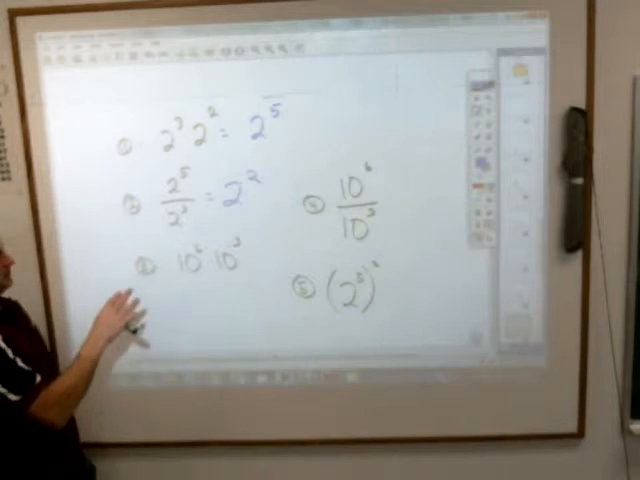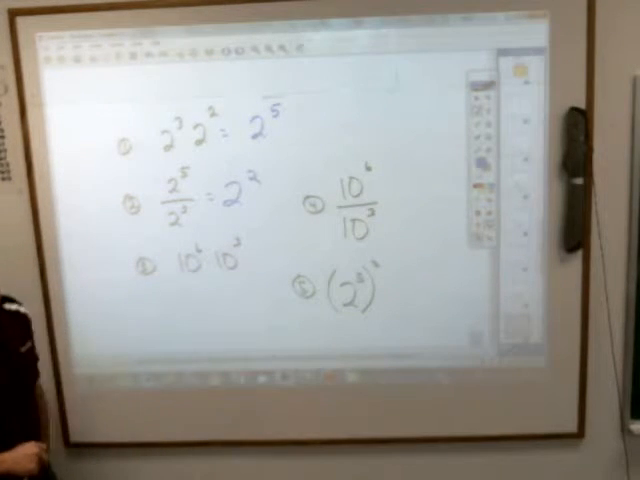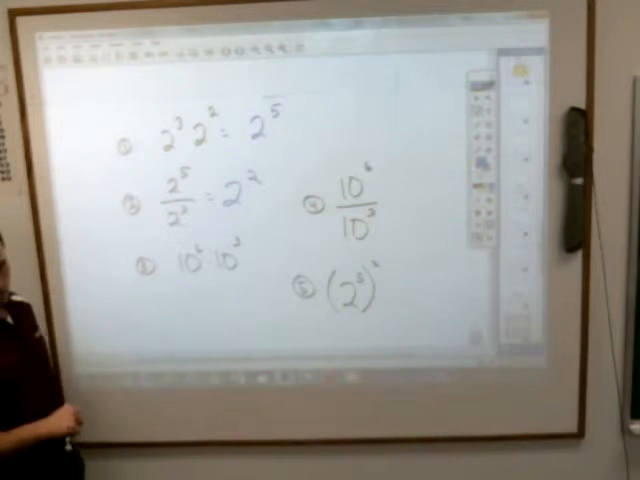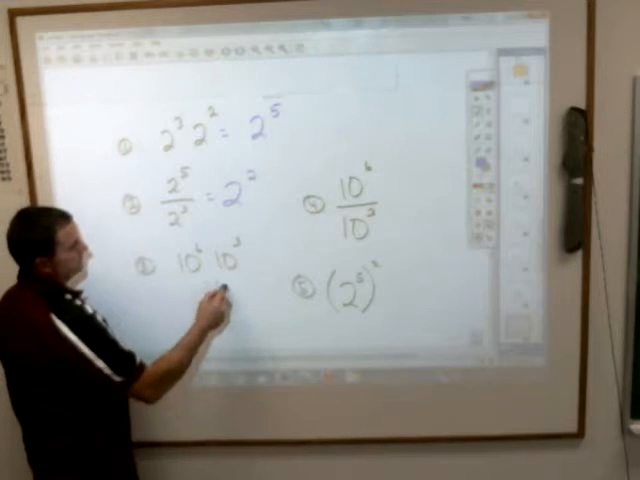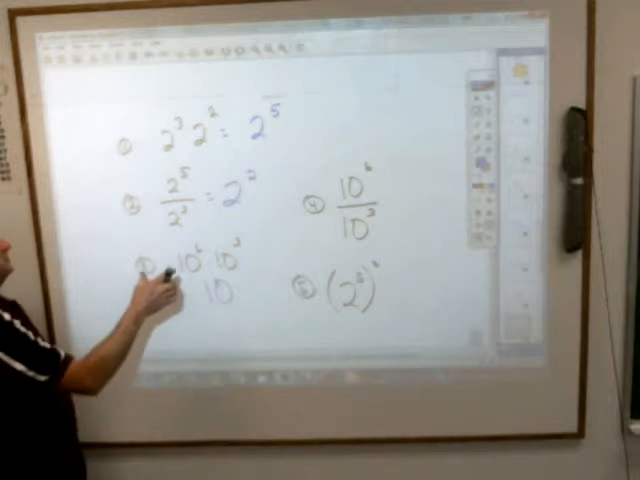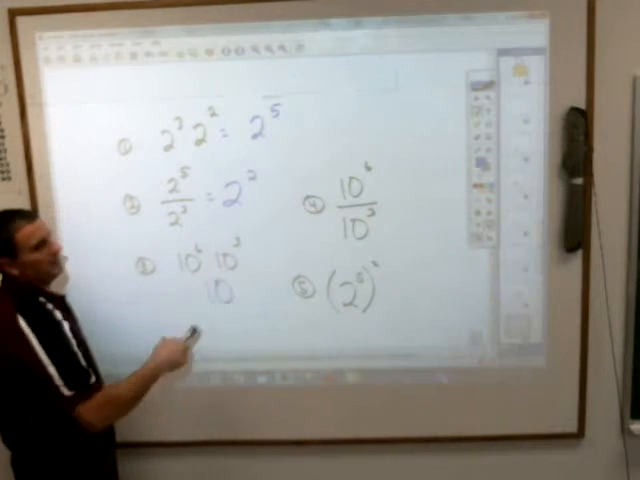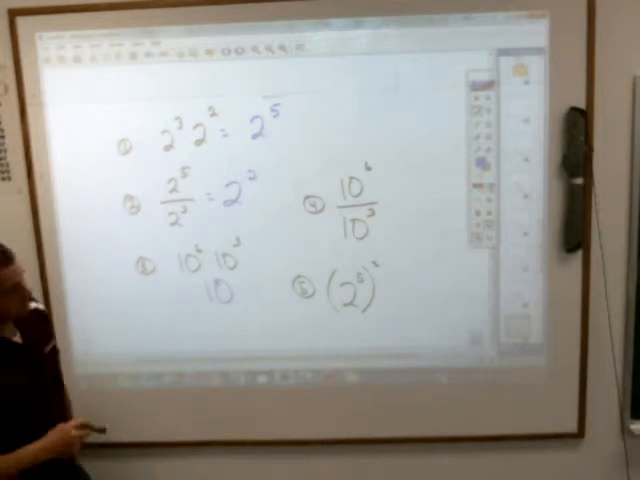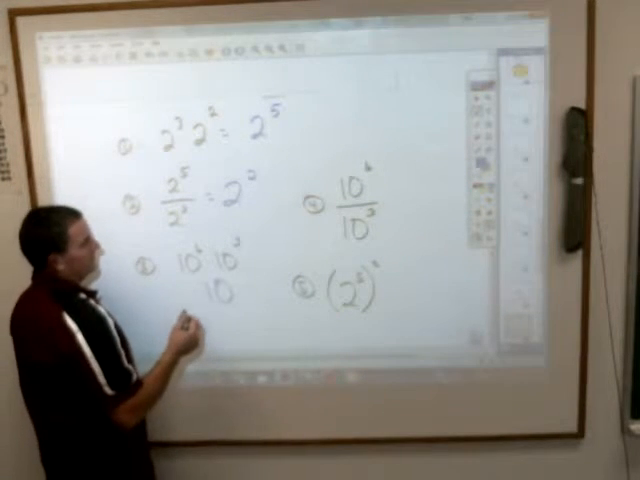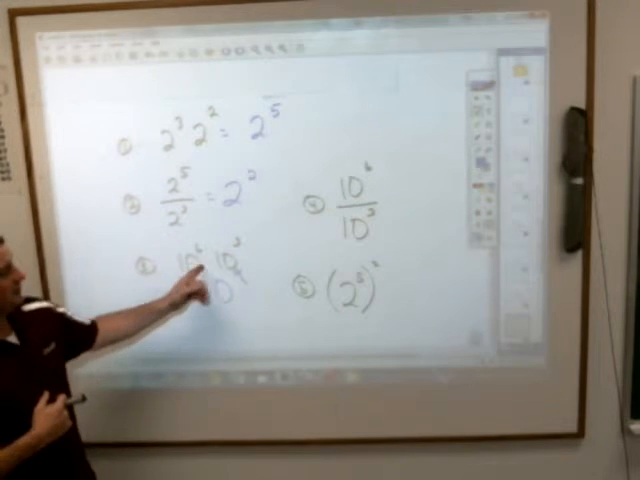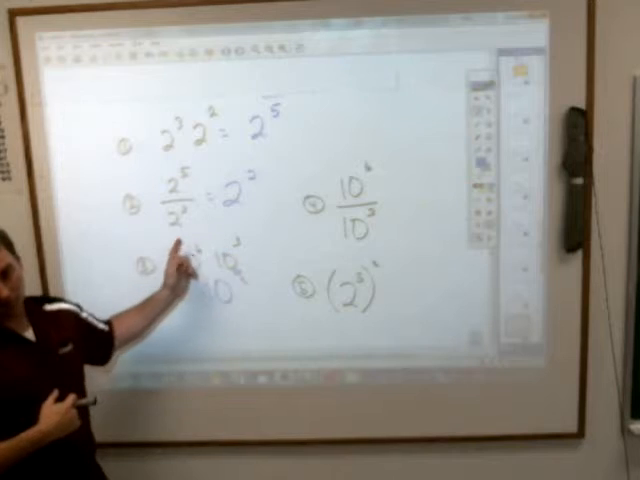Number 3, 10 to the sixth times 10 to the third. Again, we are multiplying exponent bases with exponents there. Taylor? 10 to the 18th. It is not 10 to the 18th. You have 6 tens times another 3 tens. How many tens do you have times themselves? Nicole? 9. Look at the little rule. When they get multiplied, you add exponents together.